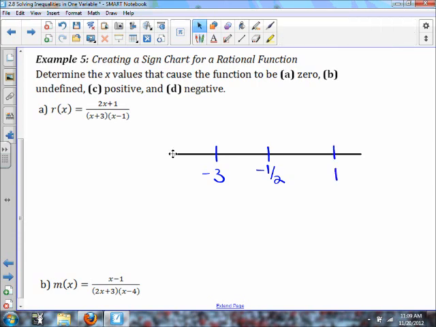Now, the other thing we have to mention is, where is it 0, where is it undefined? So at negative 3, which comes from here, it'll be undefined. It'll be 0 at negative 1/2, and it'll be undefined at 1.